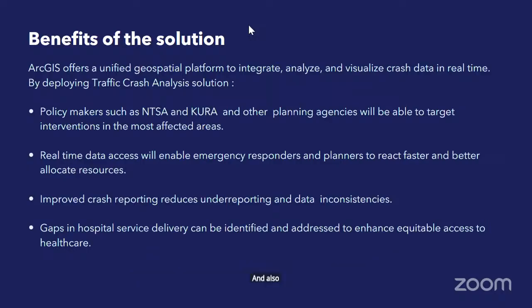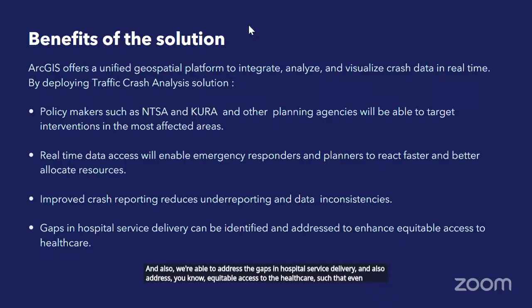And also, another advantage of GIS is real-time data access. GIS has an ability to record data and it is able to display in real time using the various apps such as ArcGIS Survey123 and even the Field Maps. And also improved crash reporting. We are moving away from the manual logs. So we're trying to adapt this technology to be able to report these incidences. And also we're able to address the gaps in hospital service delivery and also address equitable access to healthcare, such that even as the accidents are occurring, we're able to respond in efficient time.